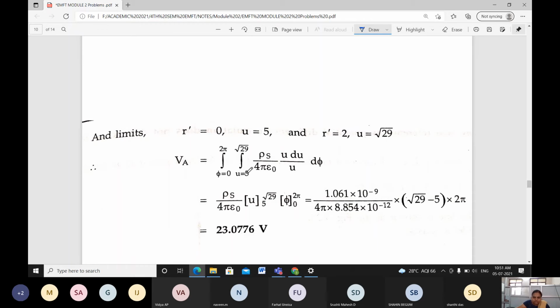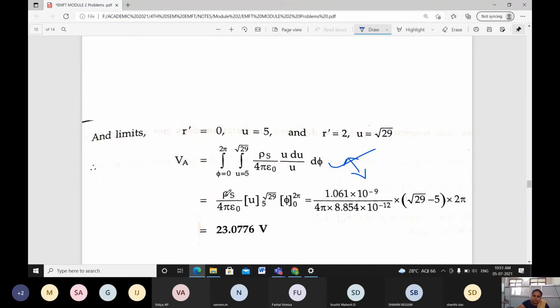Based on that, the limits will be changing now. Then go on substituting here and solve the integration. I hope you know how to solve this. If anyone doesn't know, I will share the detailed calculation of this once. If anyone doesn't know, then we'll go with that.